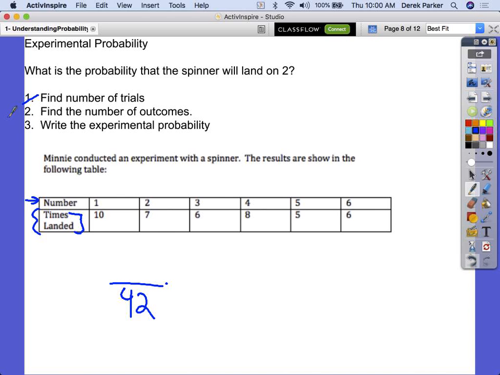Now, we're looking at landing on 2. So we come to this table right here. It landed on 2 7 times. So that 7 is my numerator. Now we simplify. Divide by 7, and you get 1/6. Well, how about that? In this instance, the experimental probability and the theoretical probability are actually the same. Now, that will not always happen. But in theory, your experimental probability and your theoretical probability should be close to one another.